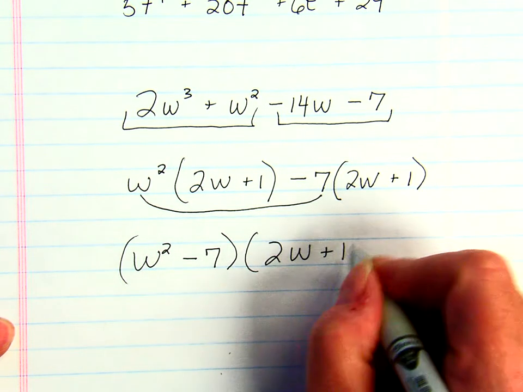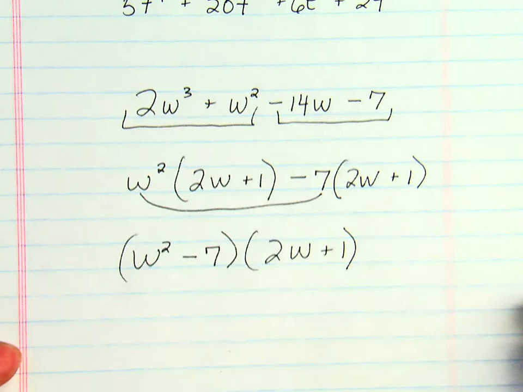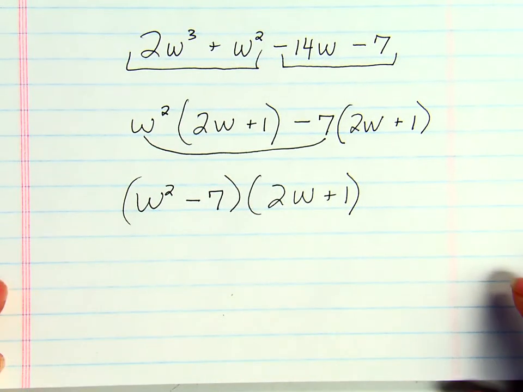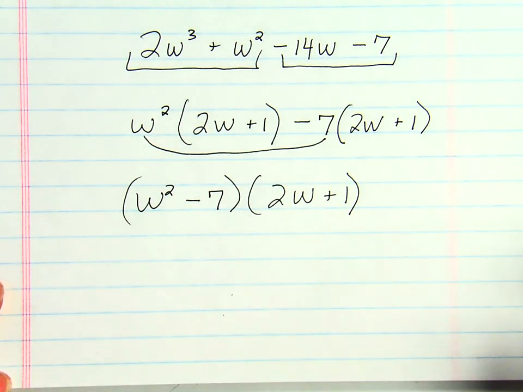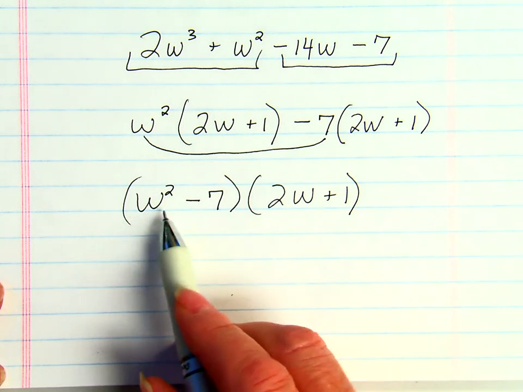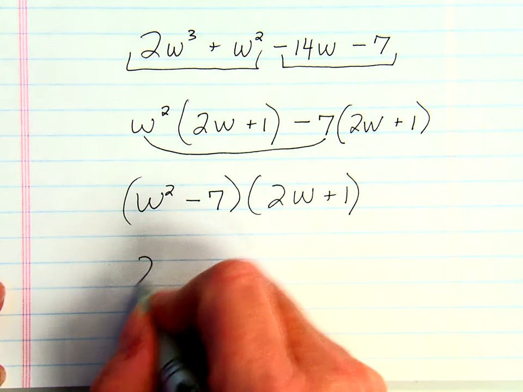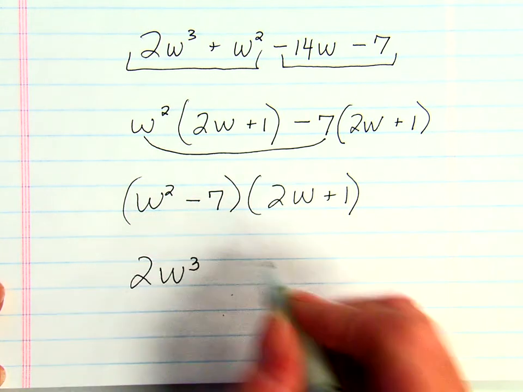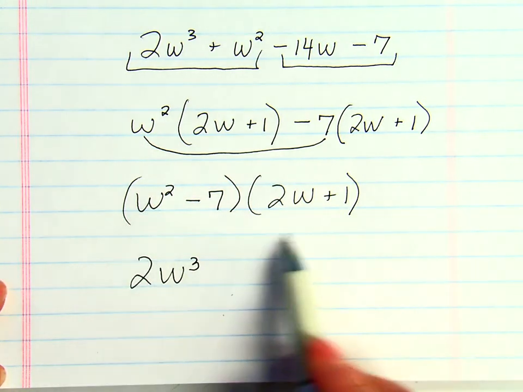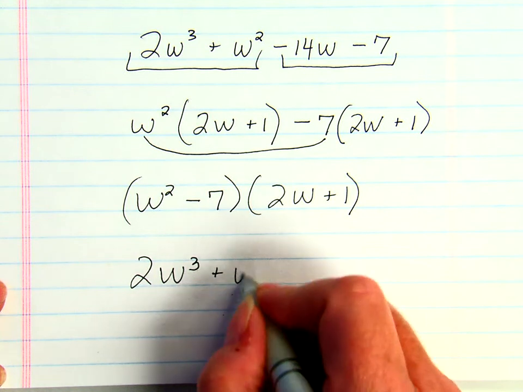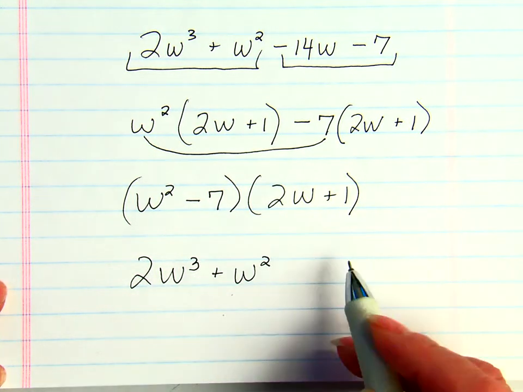times 2w plus 1. And once again, I'm going to go ahead and FOIL that. Hopefully the foiling won't foil me. w squared times 2w, doing my first terms, is 2w cubed. Outside, w squared times 1 is plus w squared.